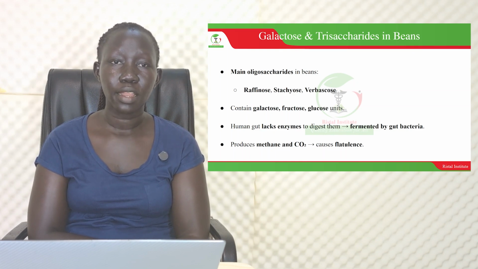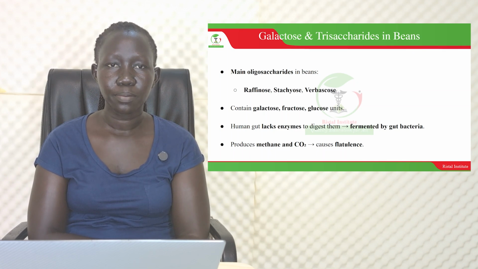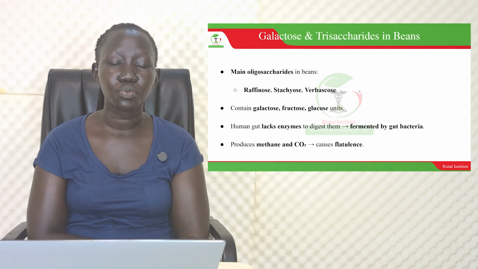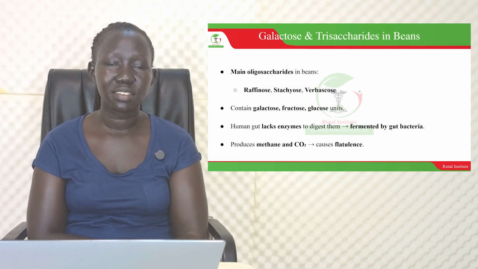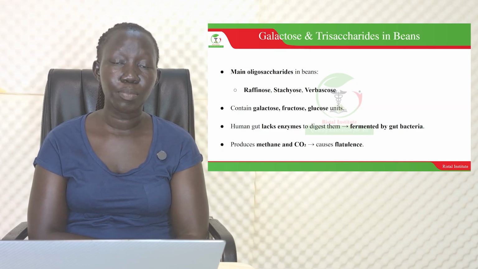Fiber cannot be broken down by the enzymes in the digestive tract, but it can be fermented by the gut microbiota, or the gut bacteria. This leads to the production of chemical products such as methane and carbon dioxide, and this causes flatulence in the body. This is very typical of beans.